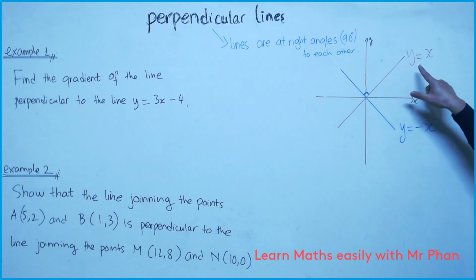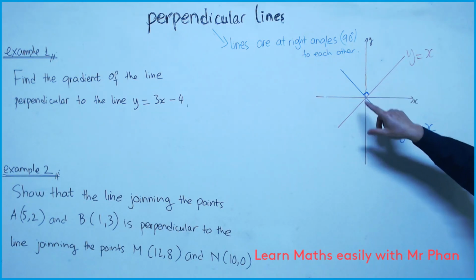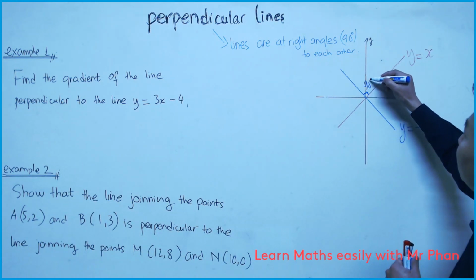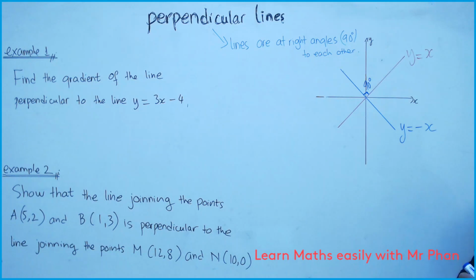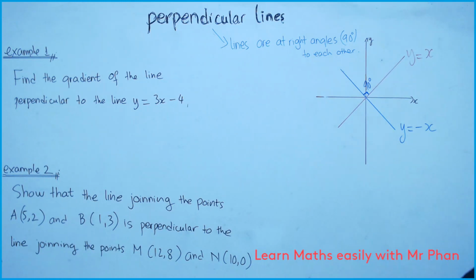It is y equals x and y equals negative x. These two lines are actually perpendicular. They meet at 90 degrees. Now I'm going to take you to the online graphing to show you how you can determine when two lines are perpendicular.